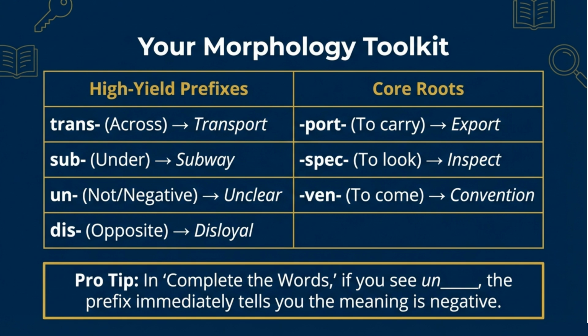Here is your toolkit for the exam. Prefixes. Trans means across, such as transport. Sub means under, such as subway. Un means not, as in unclear. Pro tip. Seeing un immediately signals a negative meaning. Now let's talk about roots. Port means to carry. Spec means to look. Ven means to come. Memorize these pieces. They are your Lego blocks.